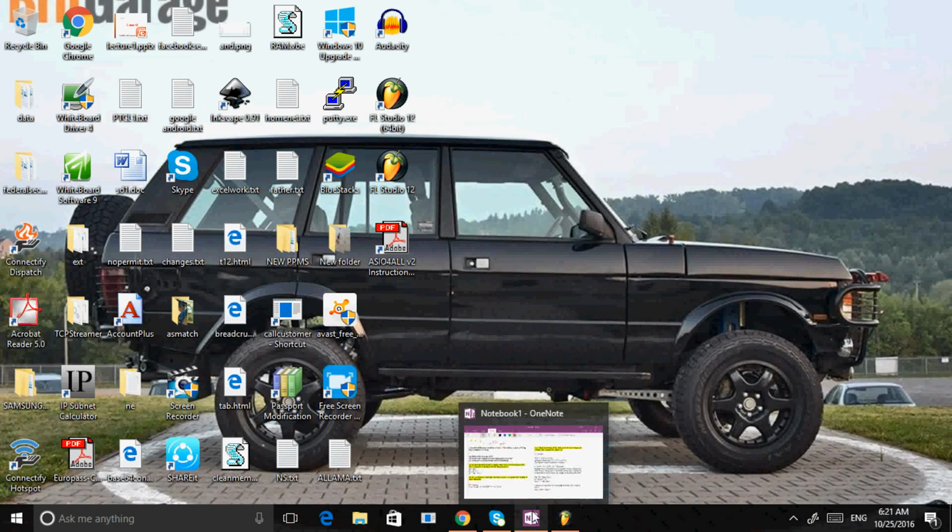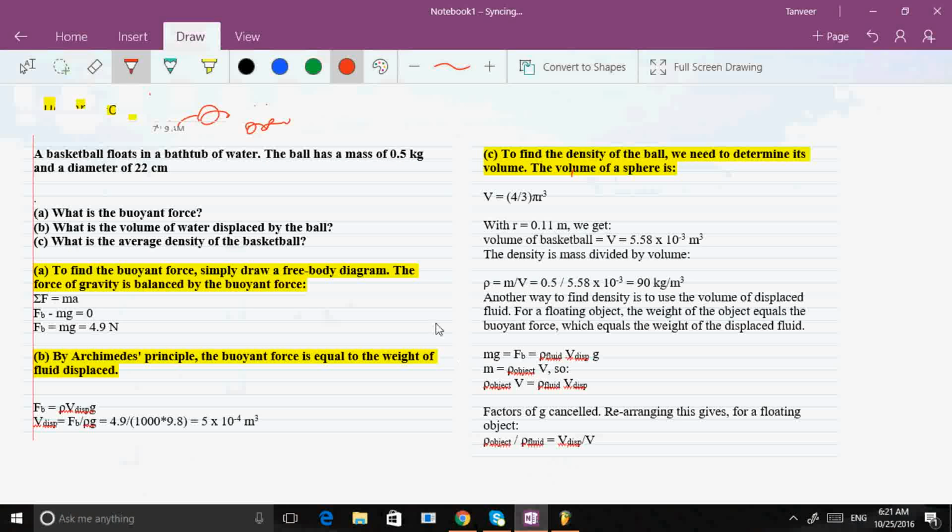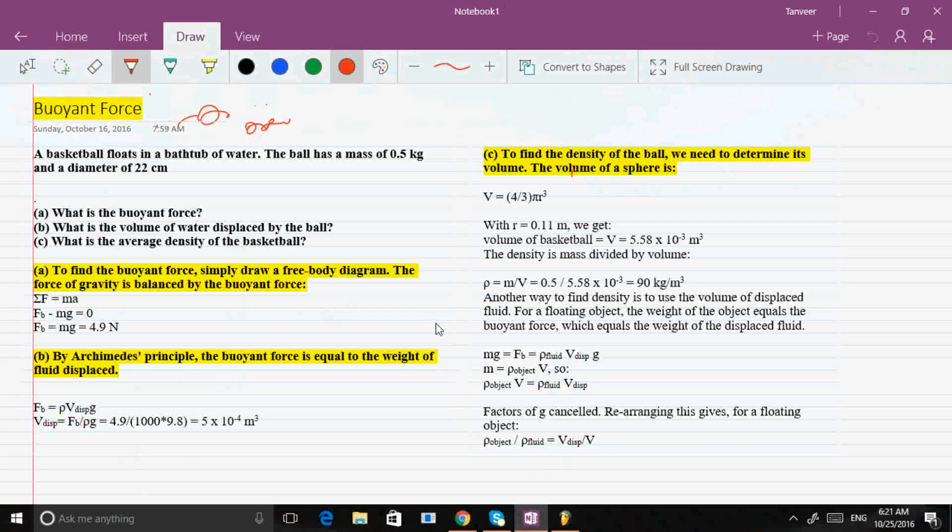Alright guys, today we have another lecture, and that is about a basketball that floats in a bathtub of water. The ball has a mass of 0.5 kilogram and a diameter of 22 centimeter.